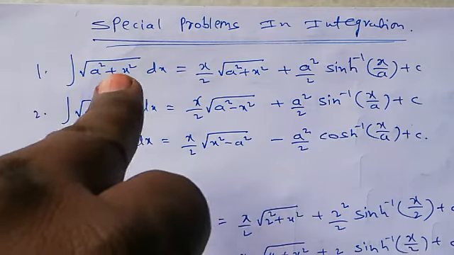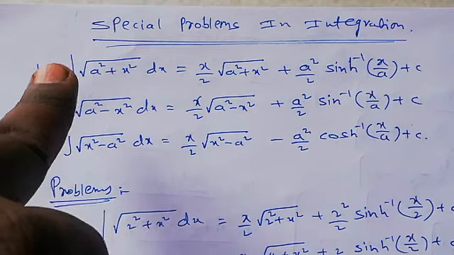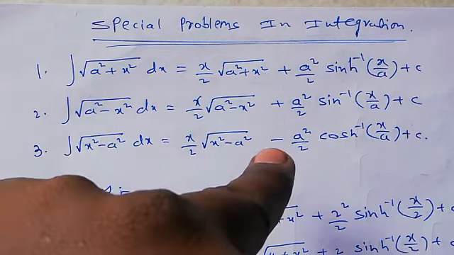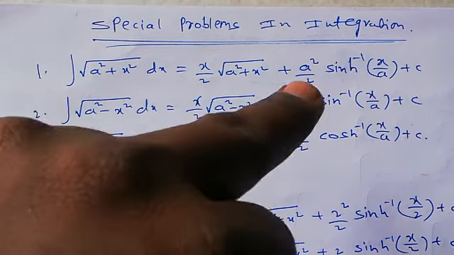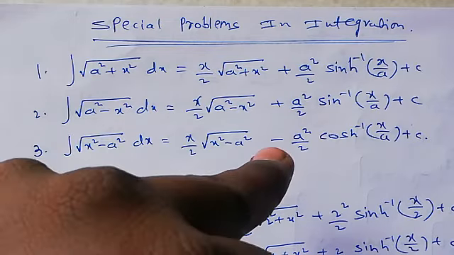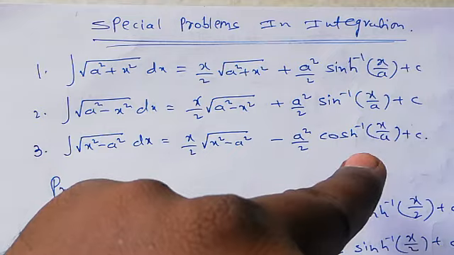Right? Next, the third one is root x square minus a square. The previous two start with the constant a square; here it starts with x square. When it starts with x square, the sign becomes minus. When both start with a square, the sign becomes positive only. Remember this one, and it becomes cosh inverse of x by a plus c.